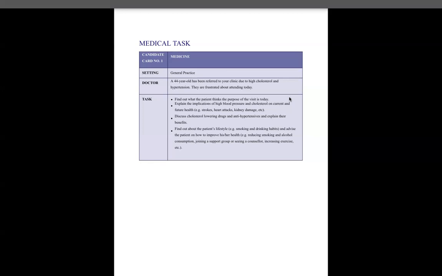So within this 5 minutes, you get marks for making the patient also talk and gathering information. So that's also something that you have to keep in mind. Find out about the patient's lifestyle, for example, smoking and drinking habits, and advise the patient on how to improve his or her health. So as you can see, they give you examples on what to speak.